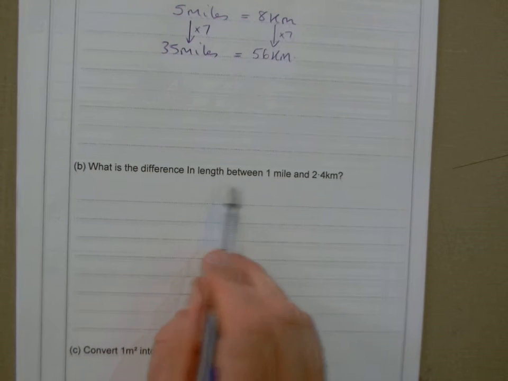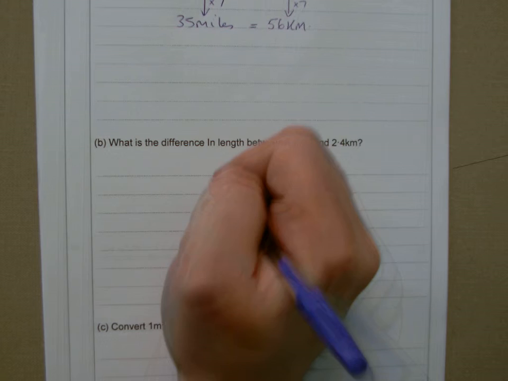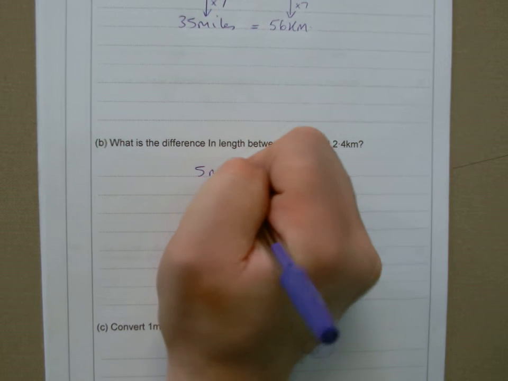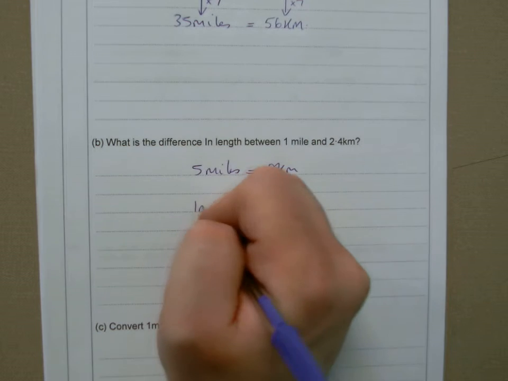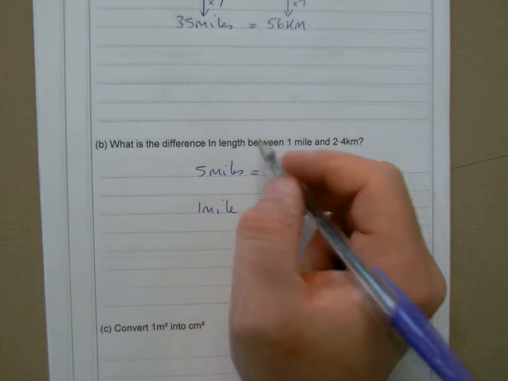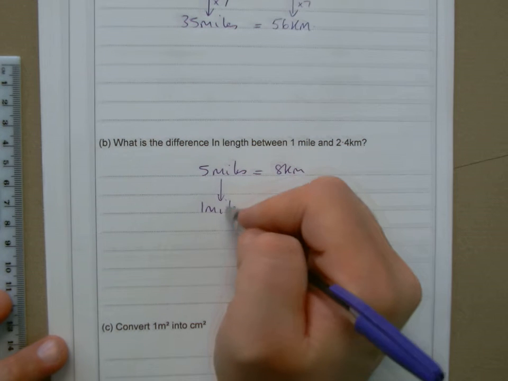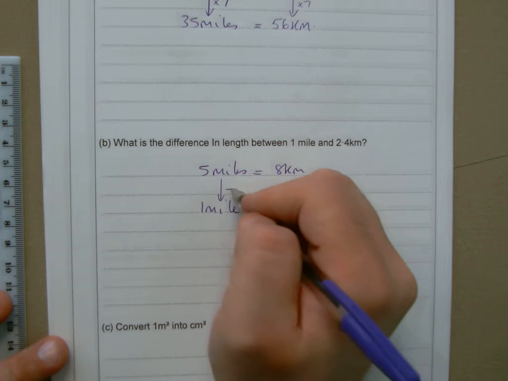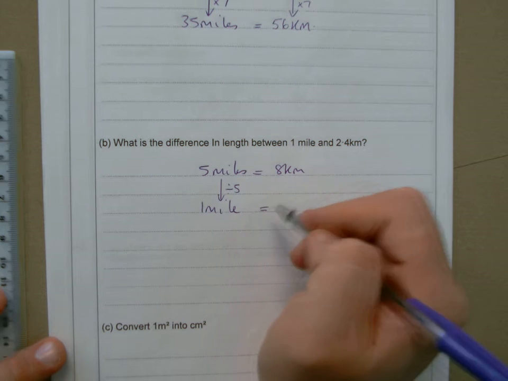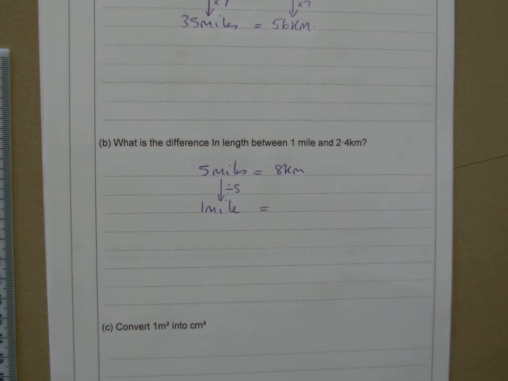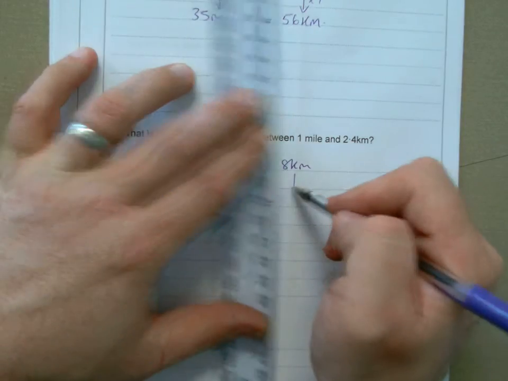Part B, it says, what is the difference in length between 1 mile and 2.4 kilometers? Again, 5 miles is equal to 8 kilometers. Now this time I want to change this to 1 mile. Okay, so I need to make it smaller. We need to make it 5 times smaller, so we're going to divide by 5. Okay, 5 miles divided by 5 is 1 mile. Okay, so if I'm dividing this by 5, scaling it down, I also need to divide this by 5.